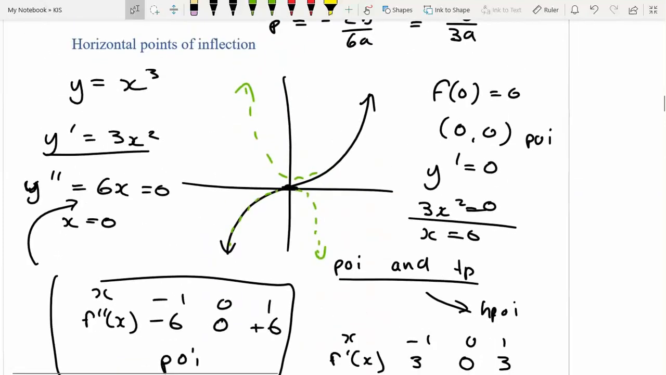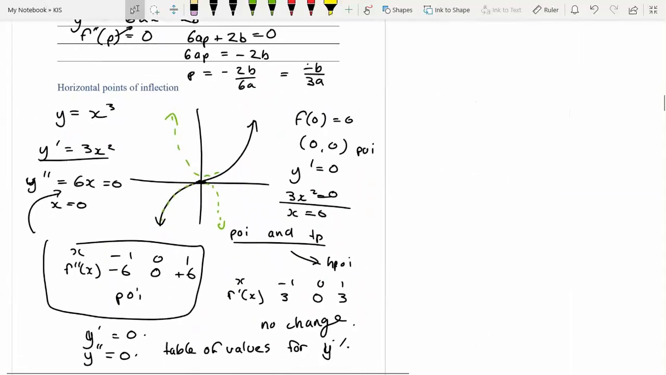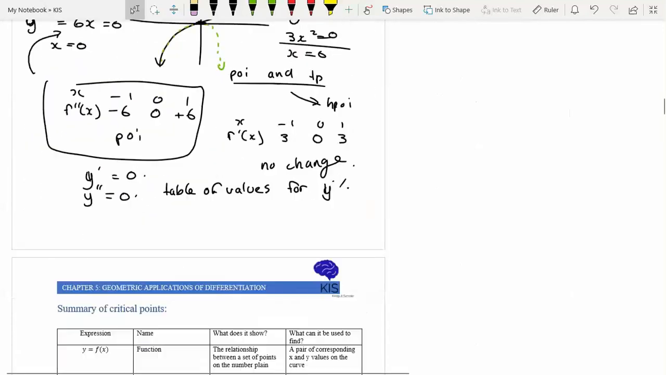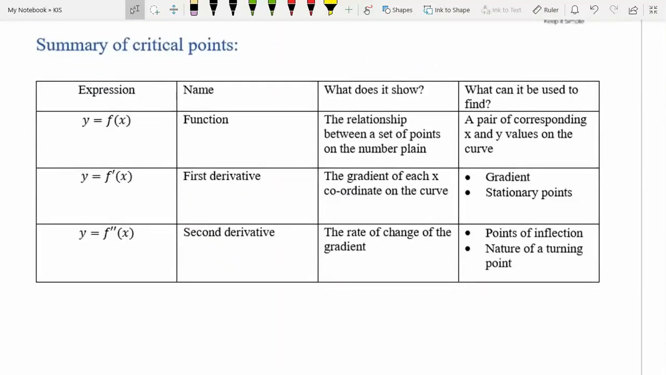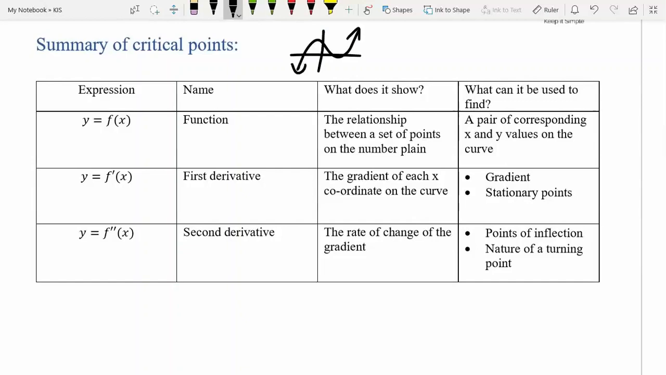Okay, just to consolidate all this stuff that we've spoken about, because even I sometimes get muddled up on the words and the actual definitions between them, I've created a little table down here as a summary of our critical points. Right, so let's go through this quickly. y equals f of x is our first expression. It is our function value, also known as our curve. And what does it show? It shows the relationship between a set of points on the number plane, right? It's just saying, if we have a rule that connects these points, this is the curve that all the points obey that rule by, right?